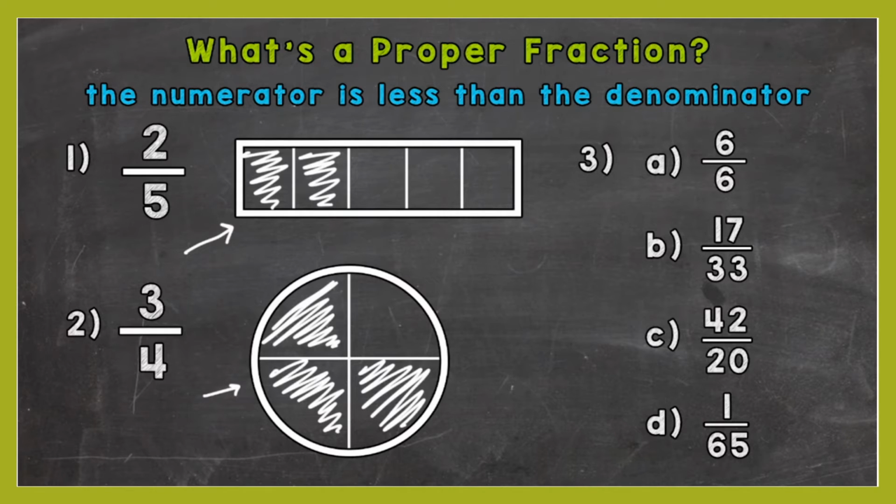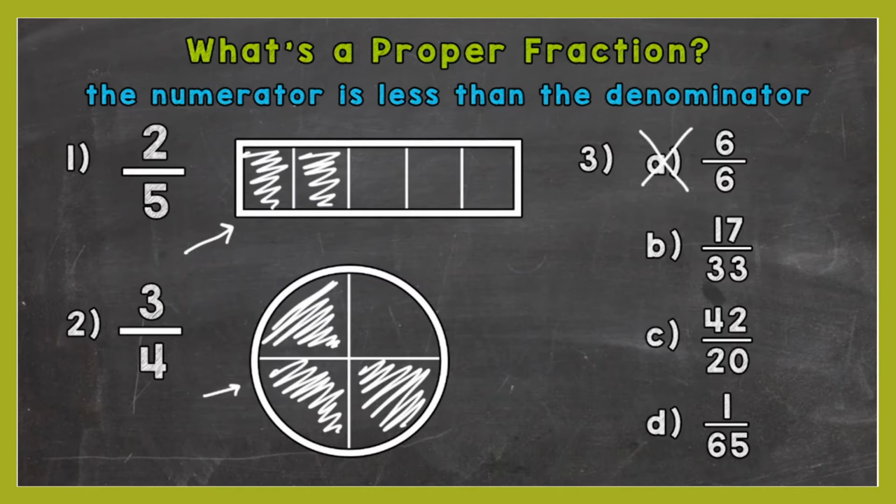So choice A, we have 6/6. So the same numerator as the denominator. So in this case, the numerator is not less than the denominator. If you have the same number on top and bottom, same numerator and denominator, it's actually considered an improper fraction. So A would not be a proper fraction.